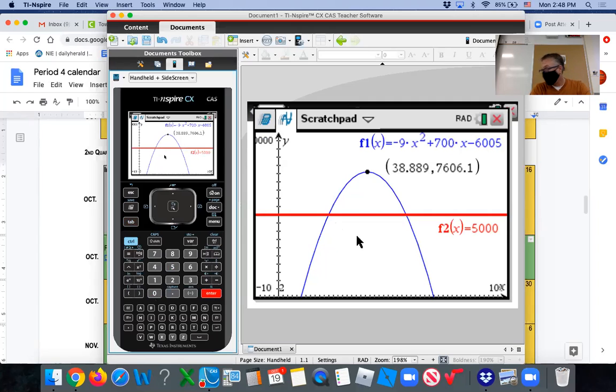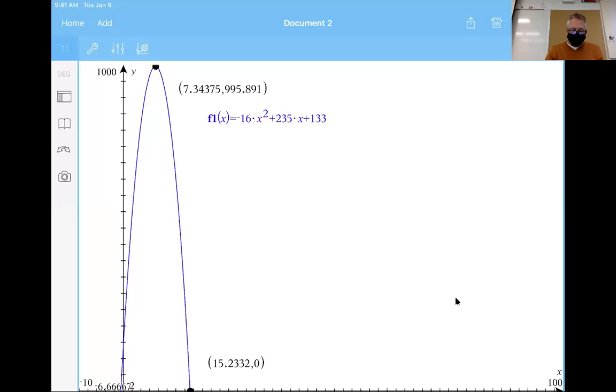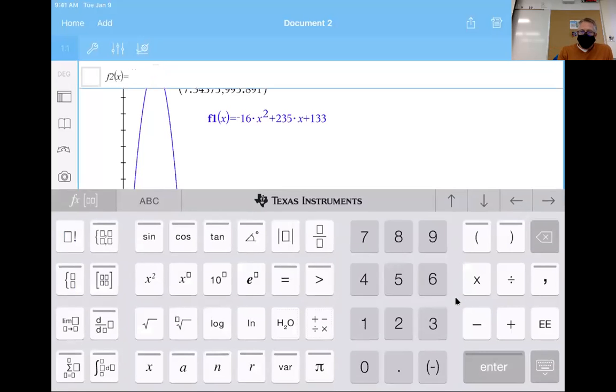On the app, there we go. In the upper right corner, there's a circle with a plus sign. And if you hit that, it should pull up another function for you.